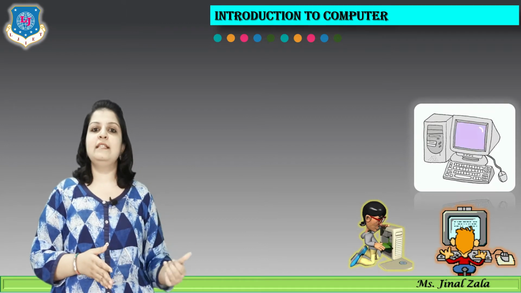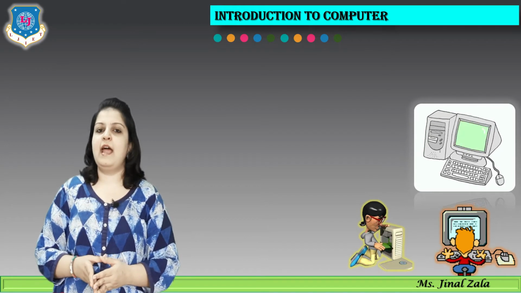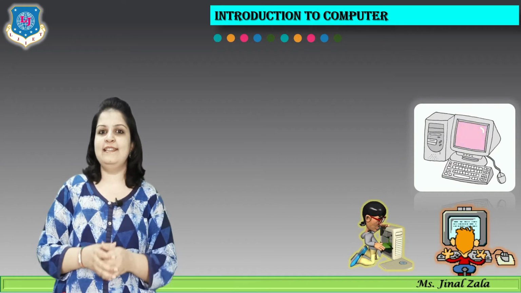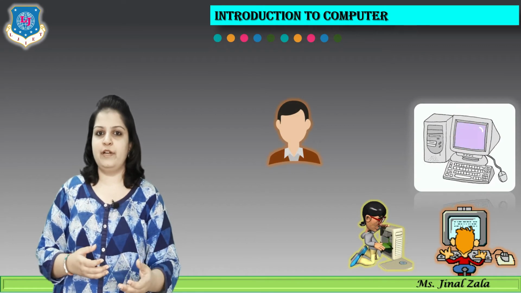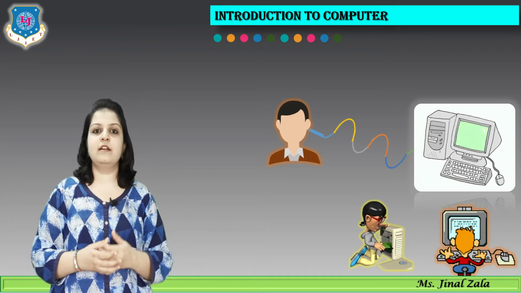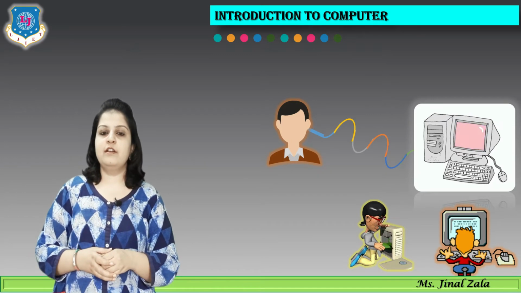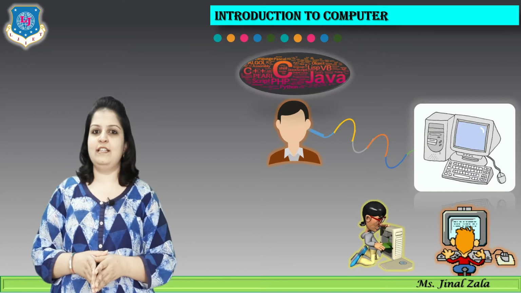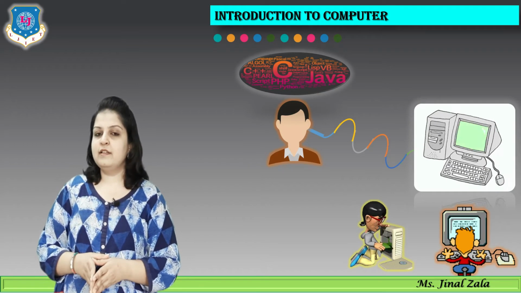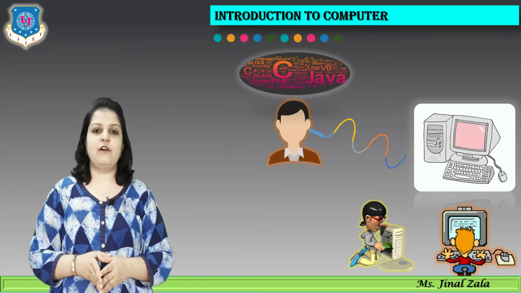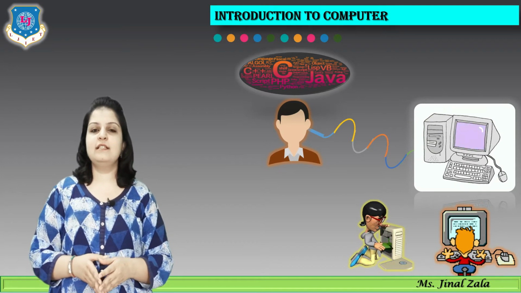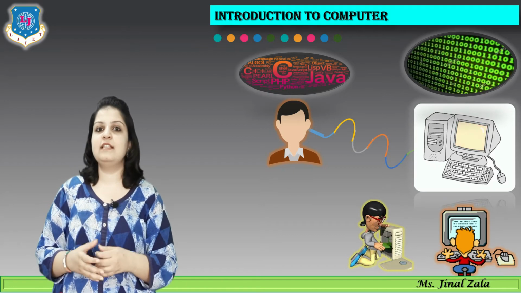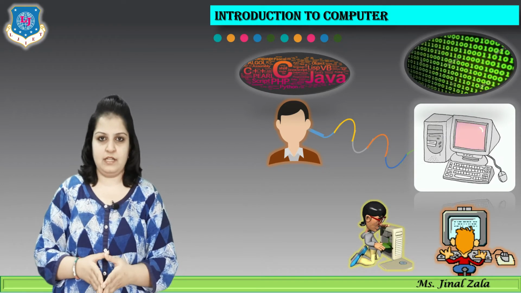Now, this computer is a machine and it can't run automatically. So, a human is required to run the computer. Now, how can we communicate with the computer? We can use different types of programming languages to connect to the computer. But the computer understands only one language, that is binary language, or we can say machine language, that is in the form of zeros and ones.